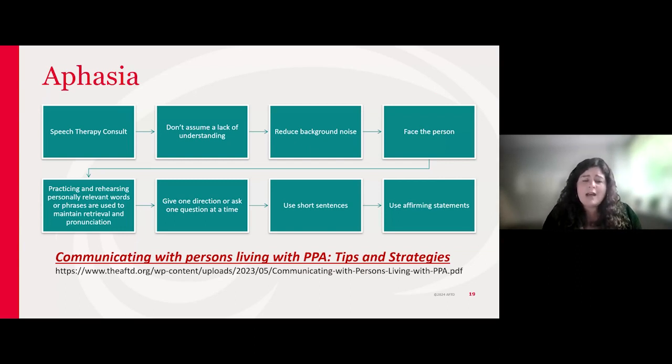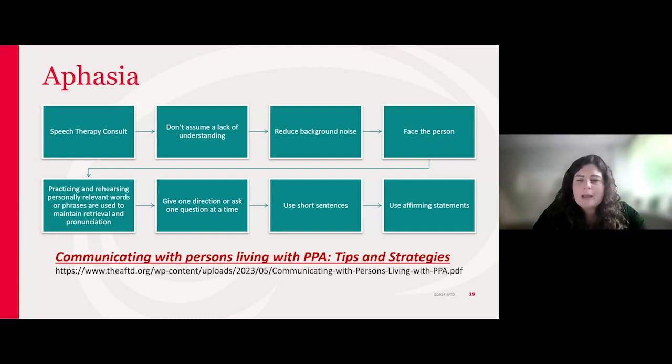You also always want to not assume a lack of understanding when there's language loss. As language is occurring and changing, this does not mean that the person is not understanding what is happening. Very often it's more of a retrieval issue that's occurring, or an inability to have the motor function within the mouth to speak the word. And I think the more we can recognize that it's not a cognitive change, it changes the way we address the person and how we treat the person.